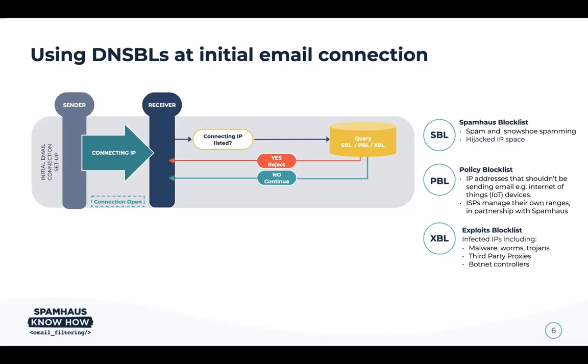And finally, you have the XBL, the Exploit Block List. That is a collection of IPs that show indicators of infection. And as you certainly know, a lot of the spam that you receive nowadays comes from compromised machines of various sorts that connect to you directly and push spam your way.